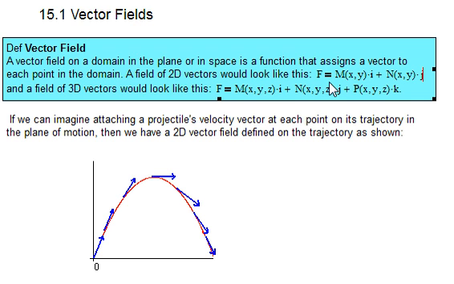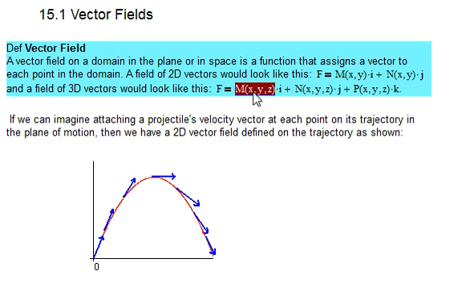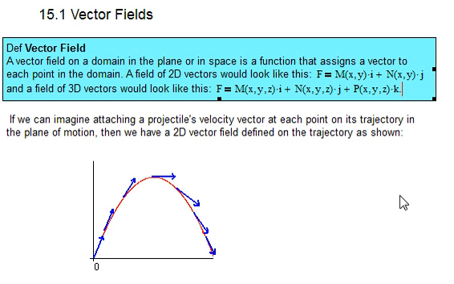A field of three-dimensional vectors would look like this. Vector field F is M, a function of three variables, times i, plus N, a function of three variables, times j, plus P, a function of three variables, times k. So here's an example, a pretty simple example.